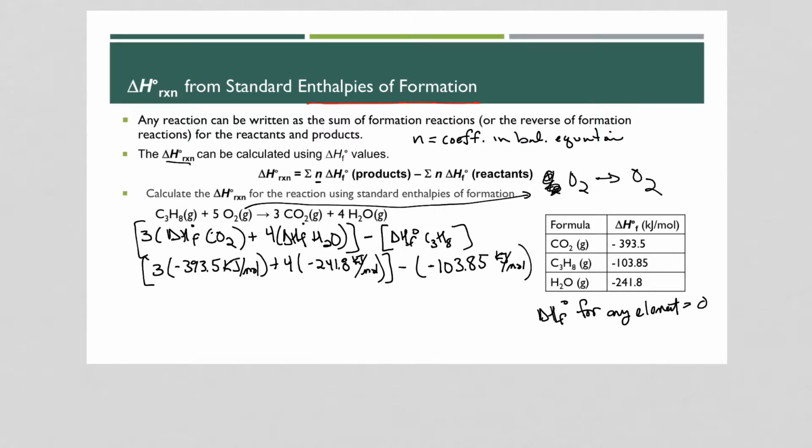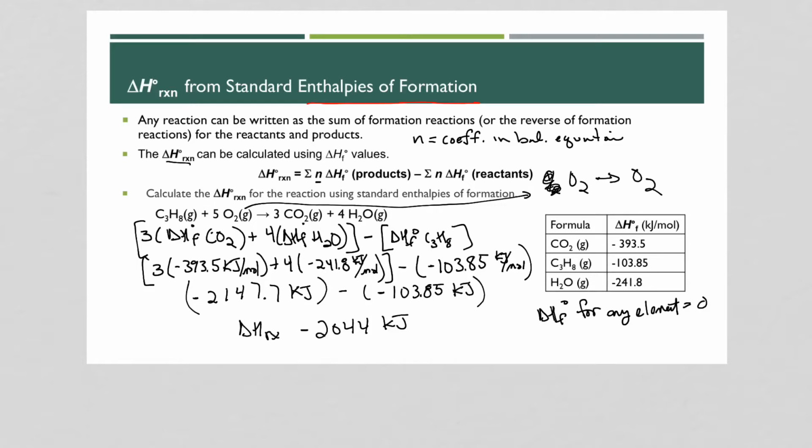So then we go through here and we get our calculation, and we get negative 2147.7 kilojoules minus negative 103.85 kilojoules. We do the math, so we can make that plus, and we end up with negative 2044 kilojoules is our delta H reaction.